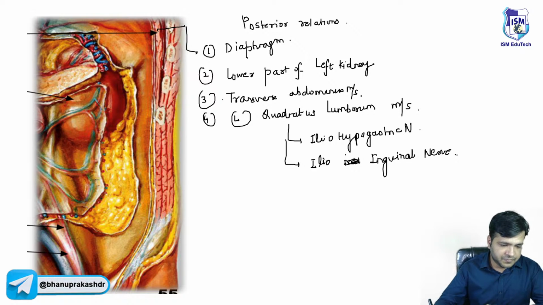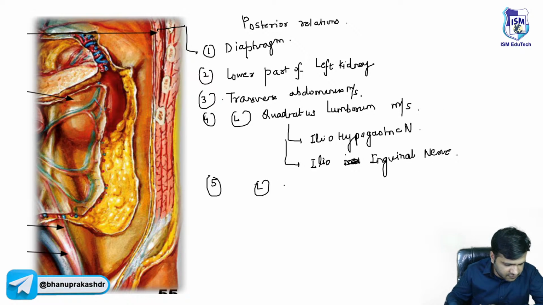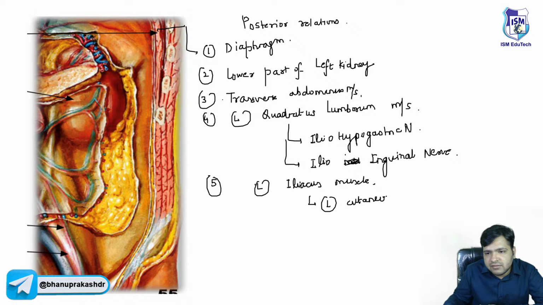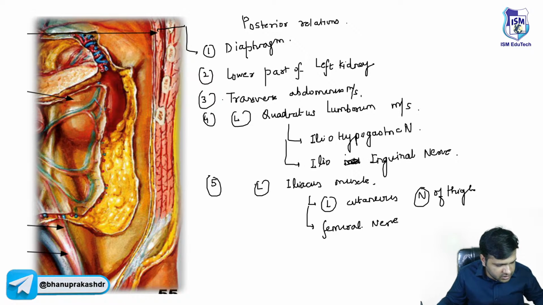Okay, so yeah. Now the fifth one, we have the left iliacus muscle. Okay, the left iliacus muscle will contain the left cutaneous nerve of thigh, and also we will have the femoral nerve. Also we will have the femoral nerve. So yes, also we will have the femoral nerve over here.